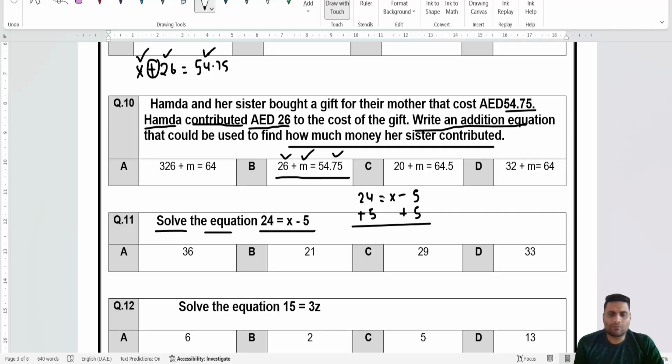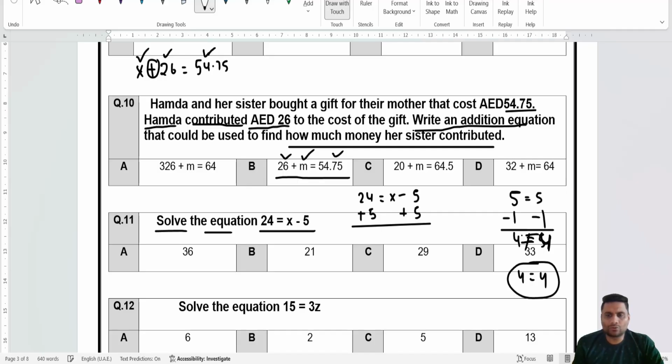Now why do I do it on both sides? Just understand. Let's say I have 5 equal 5. This is correct, right? Now let's say I do minus 1 only on one side. What will happen? 5 minus 1 will become 4, but this will remain 5 only. Are they equal now? No. So we cannot do minus 1 only on one side. If I do minus 1 on the other side also, then this will also become 5 minus 1, 4. And when it becomes 4, they will again be equal, right?